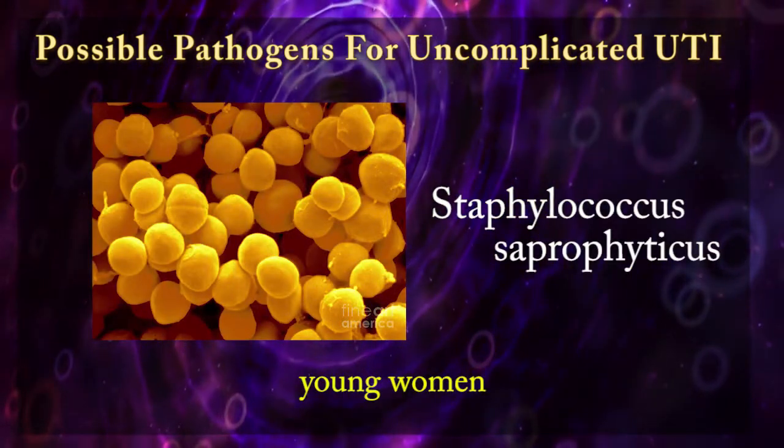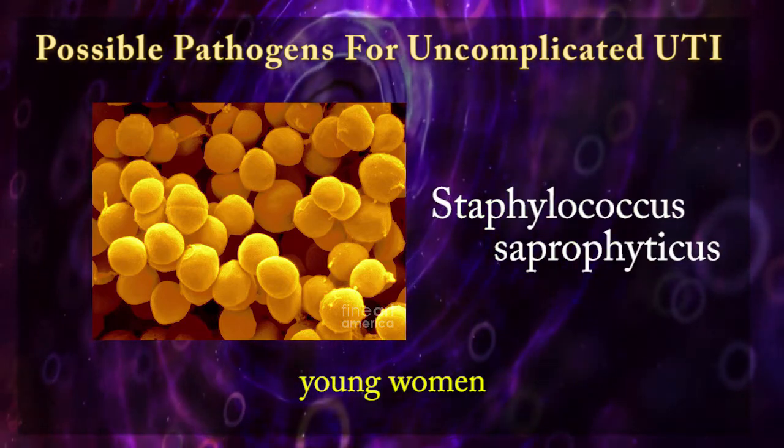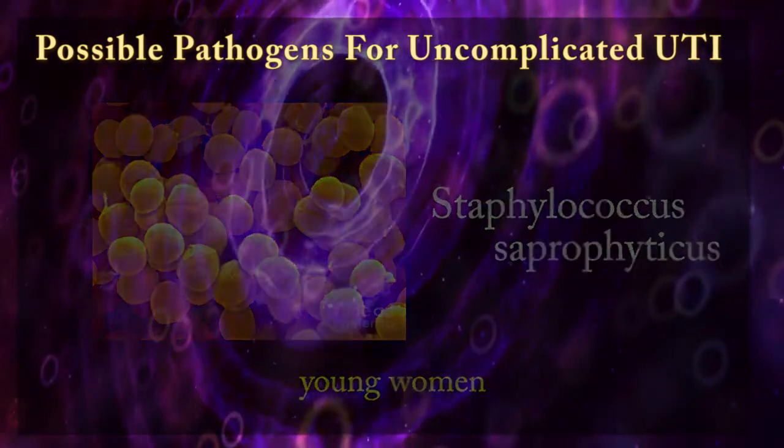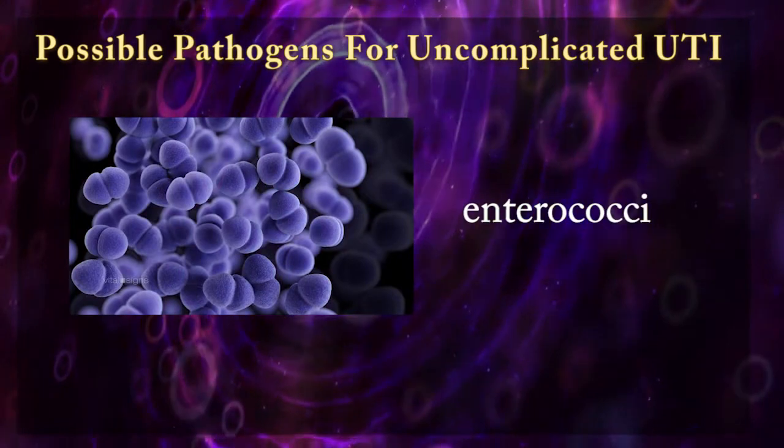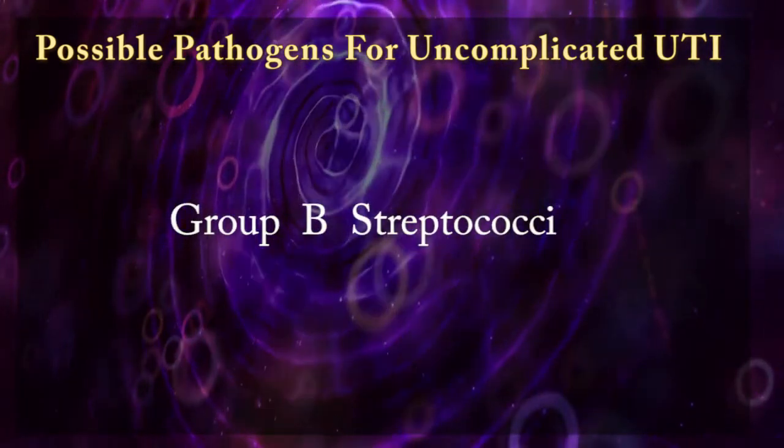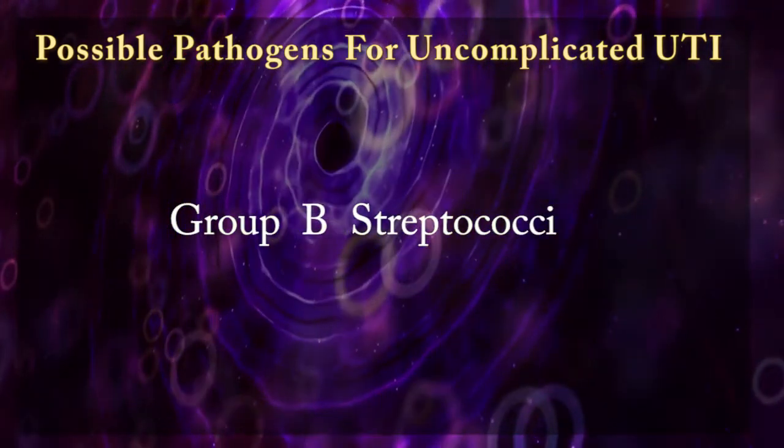Staphylococcus saprophyticus we can usually see in young women. Not only that, but also enterococci and group B streptococci are possible pathogens for uncomplicated urinary tract infections.